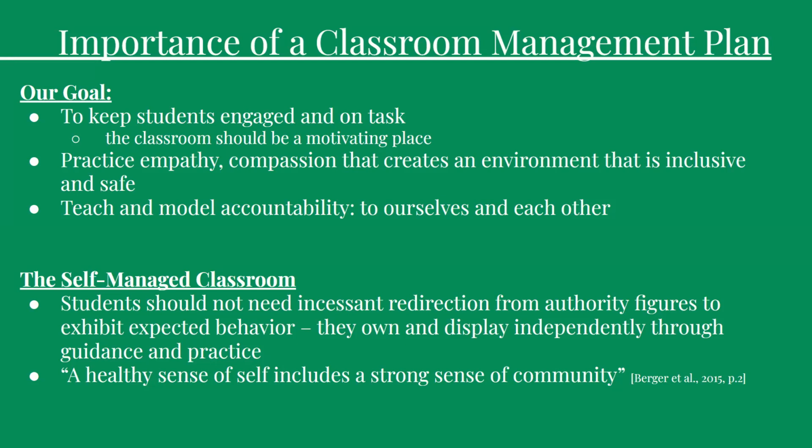And when we practice those character traits and skills within a classroom of other kids, we need to model and teach accountability. And that comes with the choice that they get. But that's something we have to do ourselves and model for the kids, and they have to do it for each other. This means students don't really need incessant redirection from authority figures to exhibit expected behaviors. They need to own and display those behaviors independently through guidance and practice. They need to be shown it, and they need an opportunity to practice. And I like this quote: a healthy sense of self includes a strong sense of community. I think that's a really important thing to keep in mind when we're thinking about a classroom.